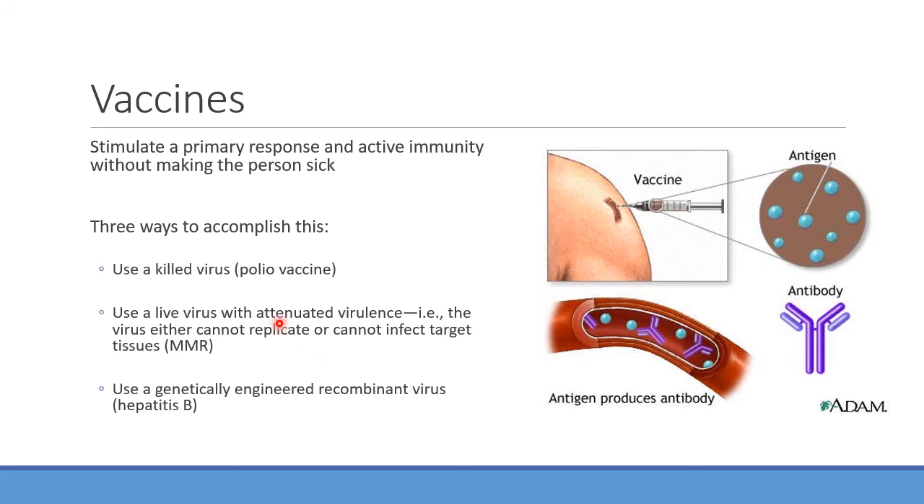If you had to guess, what do you think would produce a stronger response between these two, killed versus attenuated? Yeah, the attenuated, because it can still replicate. You get a much more similar response to what you would see with actual disease in those cases. So that is one way we can also develop immunity.